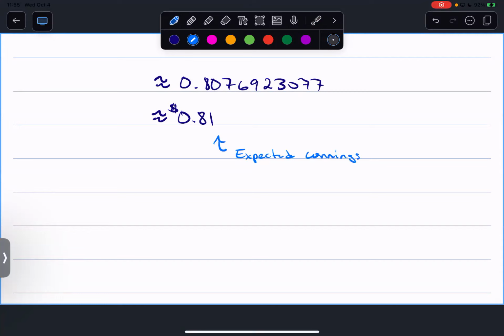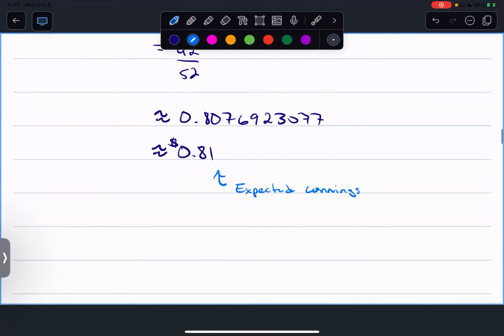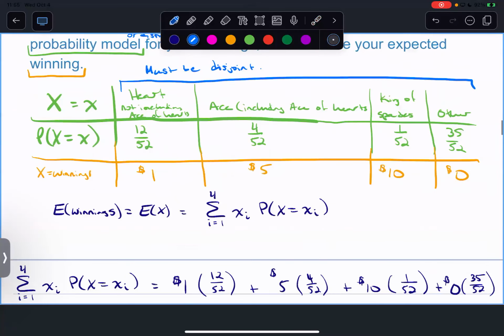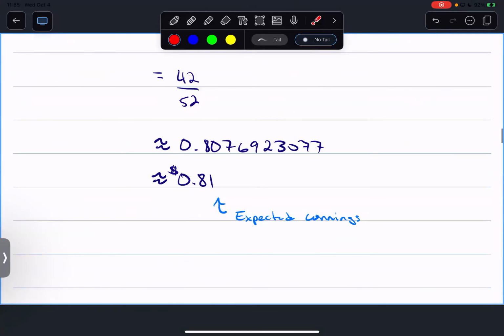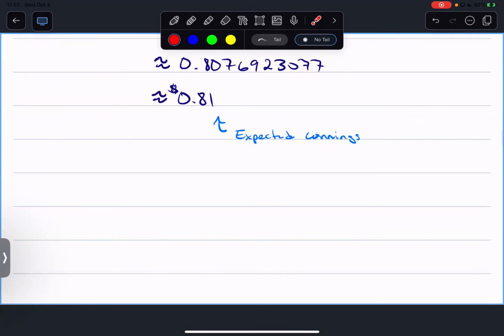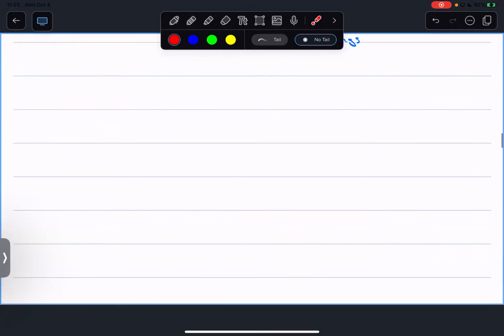Notice that again, that's not one of the options. But your expectation is 81 cents. Your only options are $1, $5, $10, or $0. So just keep that in mind, that the expectation is in the long run, if you do this many times. Okay, good.